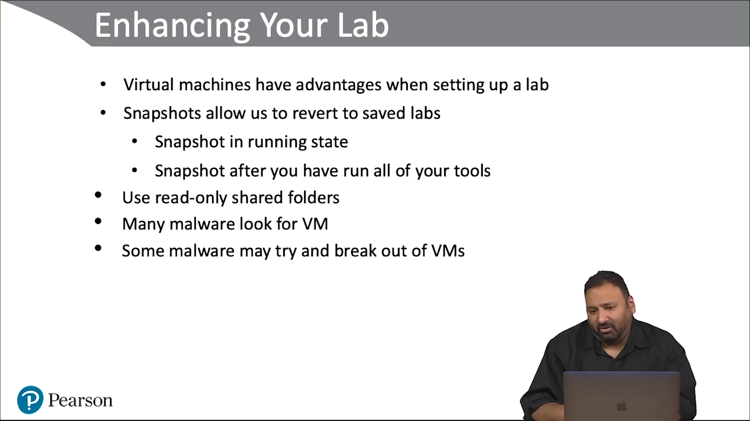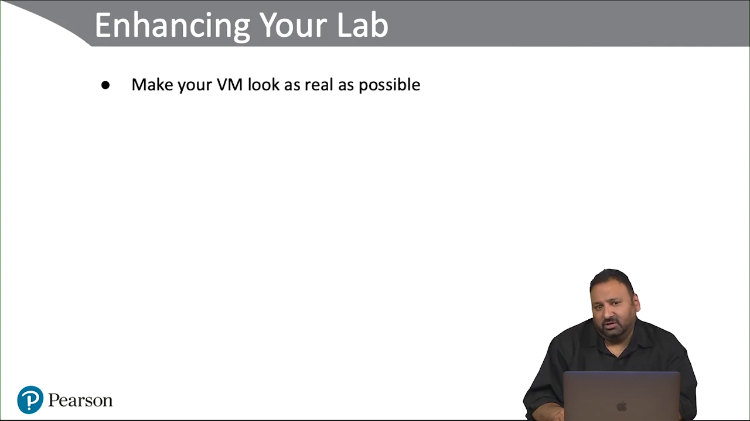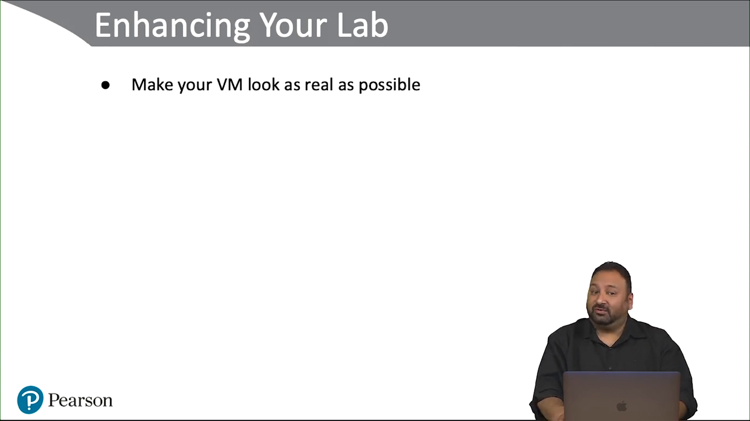All right, so these are all the things that you may want to think about in setting up a virtual machine. But let's go ahead and move forward on other things that we can do. As I said, malware does look to see if it's on a virtual machine. So one of the things you want to do is fool the malware into thinking that it's not on a machine that's just used for analysis. You want to make your VM, your virtual machine, look as real as possible, like a real production machine.